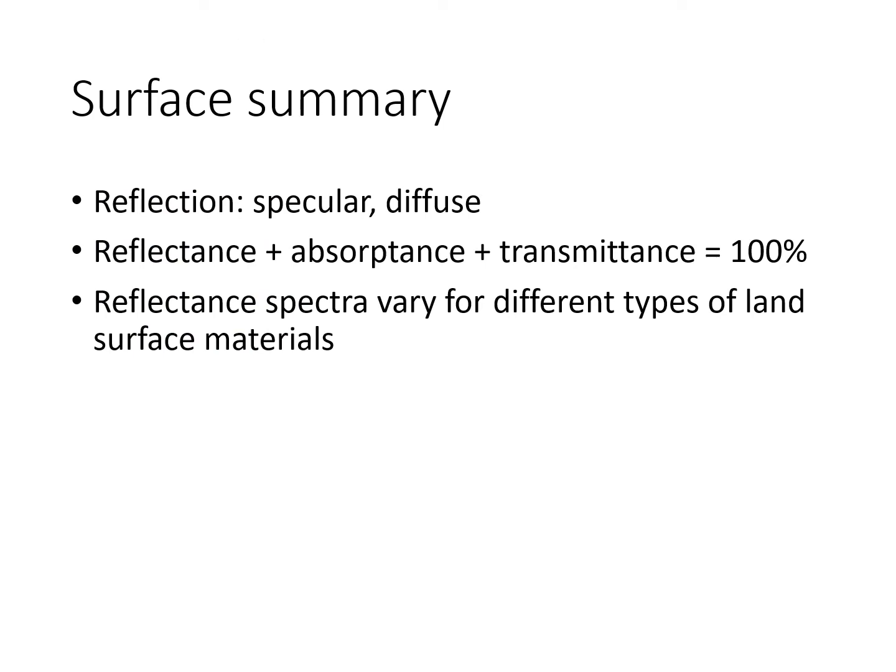So we have different kinds of reflection, specular and diffuse. We have reflectance, which along with absorptance and transmittance gives you 100%. You've accounted for all the light incident on an object. And then reflectance spectra vary for different types of land surface materials, and we've reviewed those.